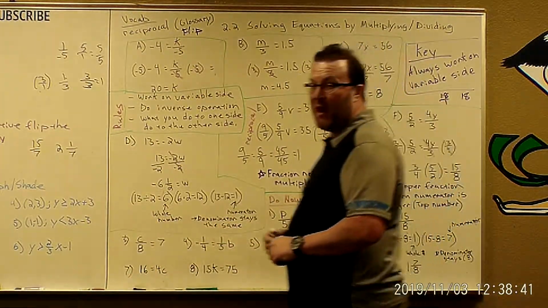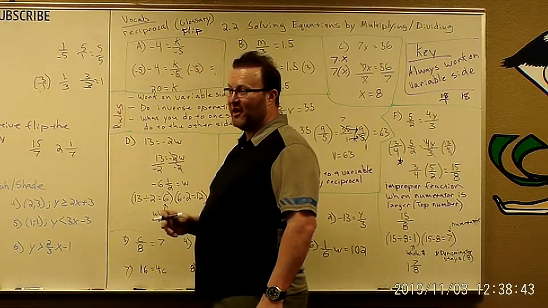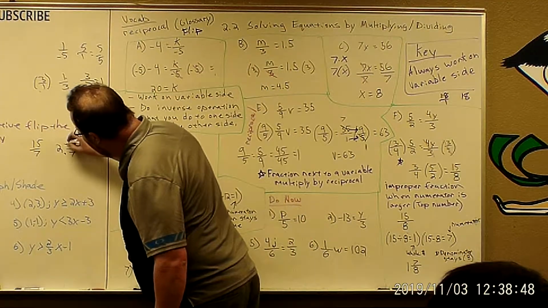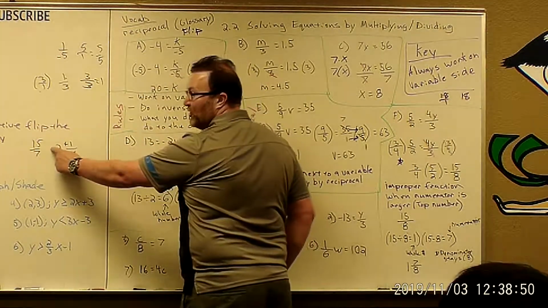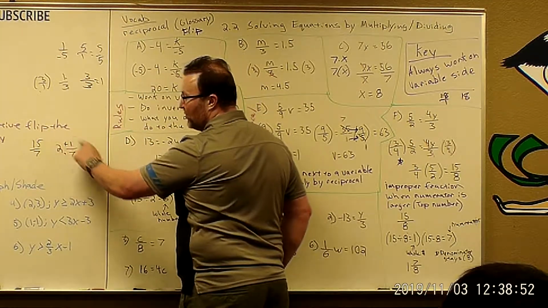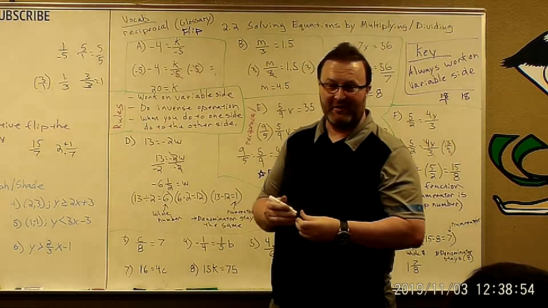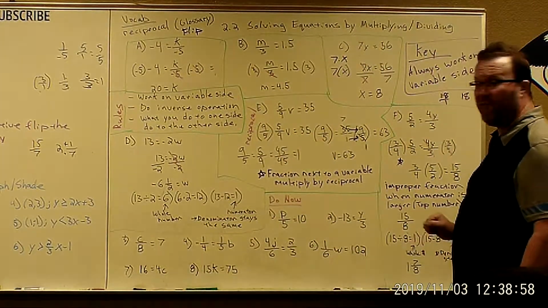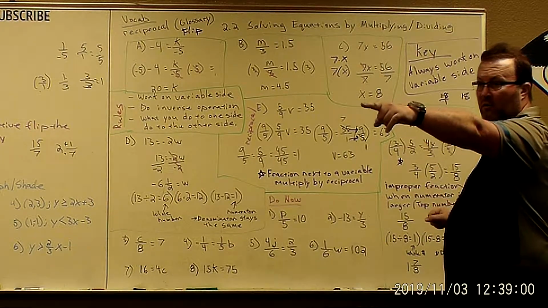Yes. Okay. Oh, by the way, a little fast forward. Watch this. This is how we turn it back to improper. 7 times 2 plus 1. 7 times 2 plus 1. 14 plus 1, 15 over 7. Awesome. Okay. Any questions so far? Can you do one more? Yes, we can do one more.